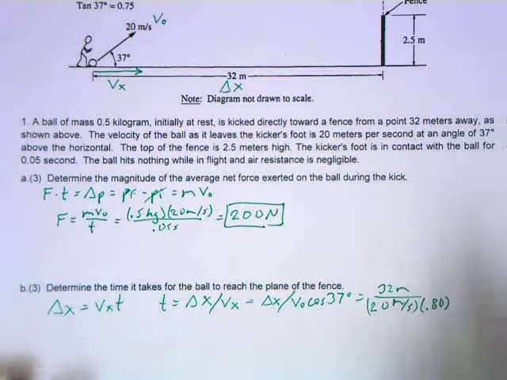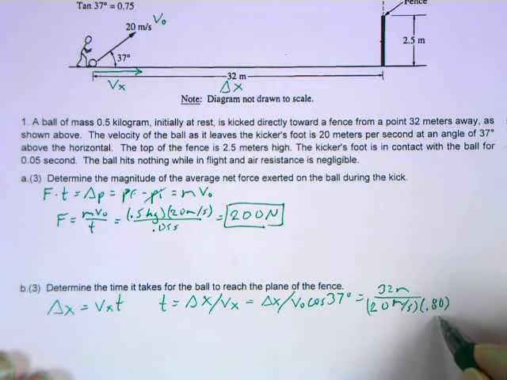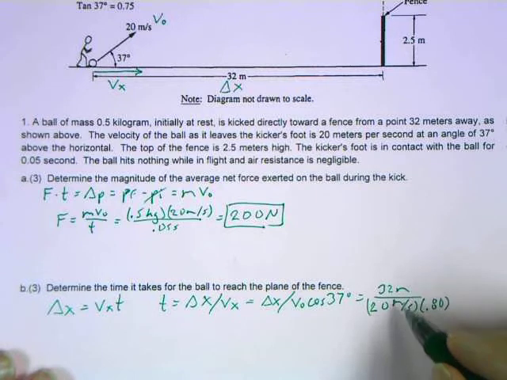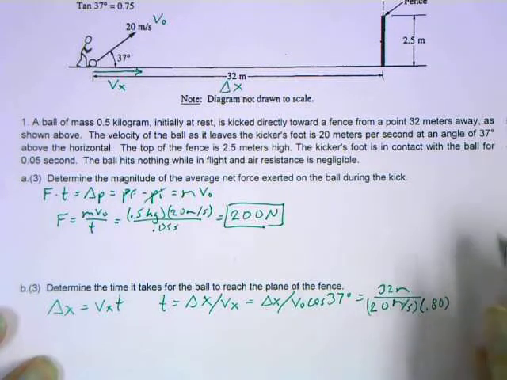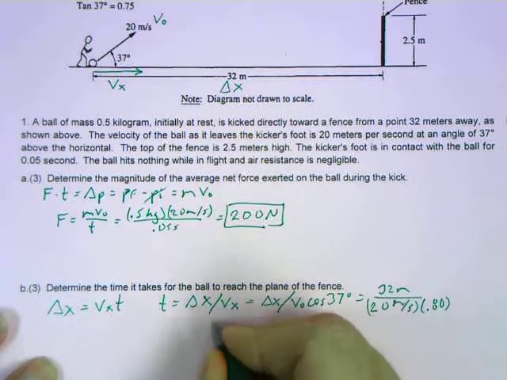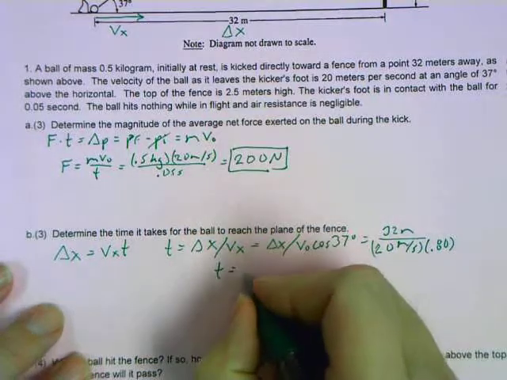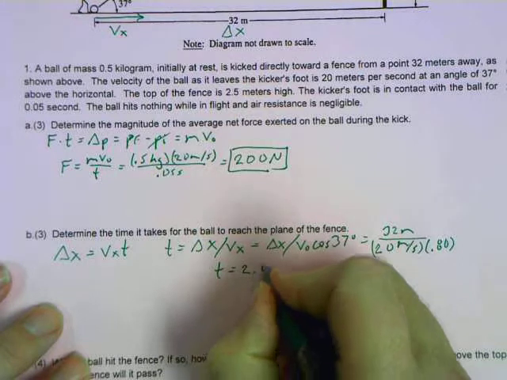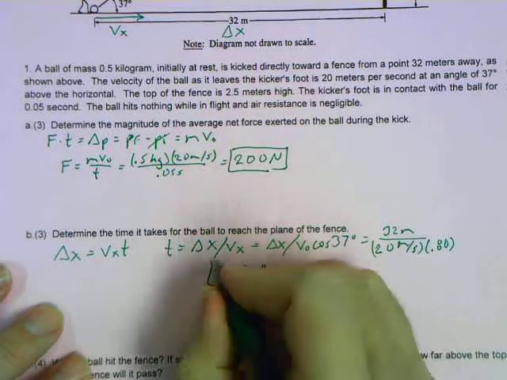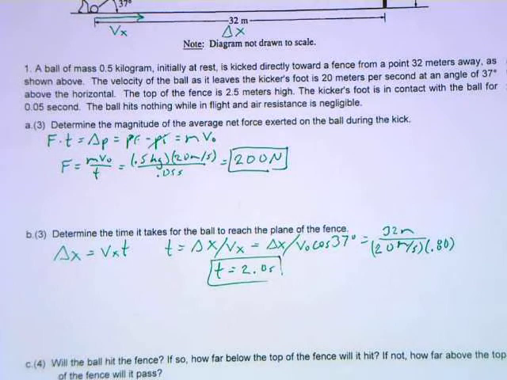And so down here we get times 0.80, so that'd be 16. So we have 32 divided by 16. So we can get that our time is equal to 2 seconds. It is only in the air for 2 seconds before it gets to where the fence is located.